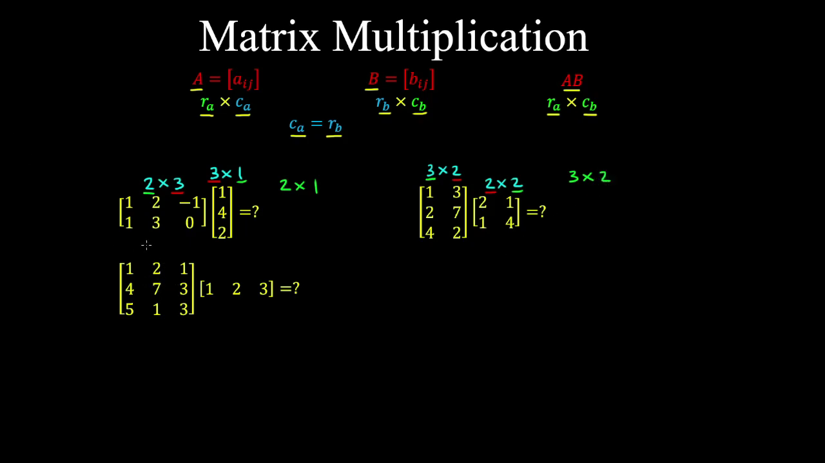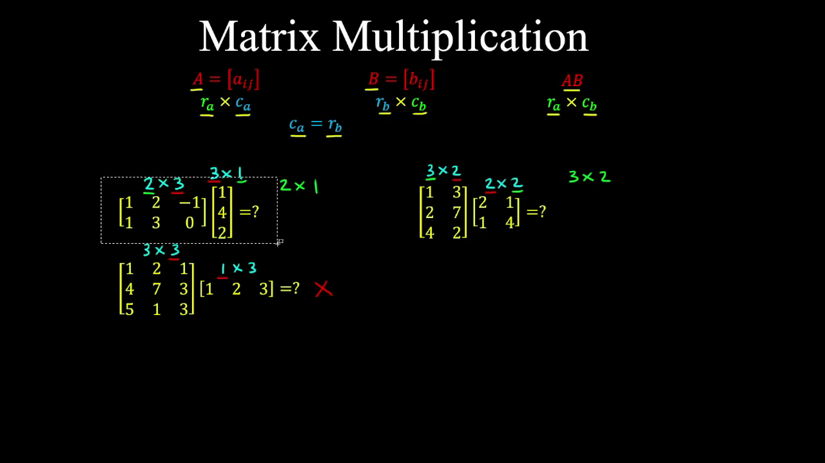And in this example, we have a 3 by 3 matrix multiplied by a 1 row by 3 column row vector. So the number of columns in A is not equal to the number of rows in B, so this matrix multiplication is not valid.